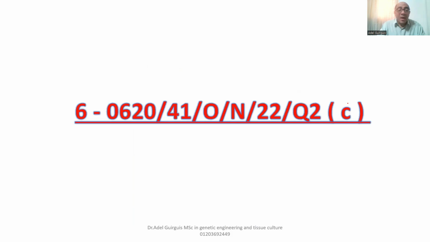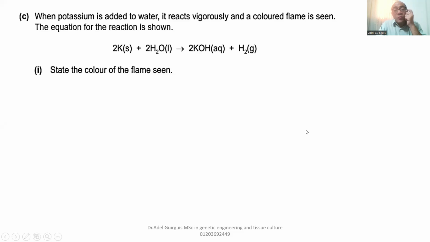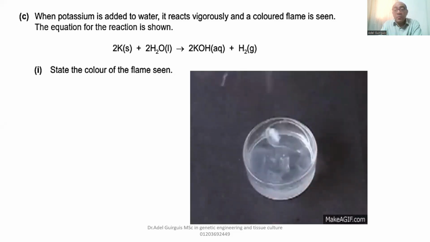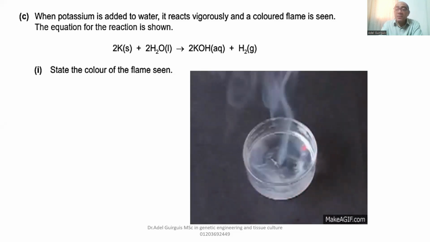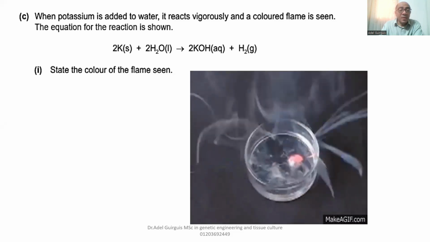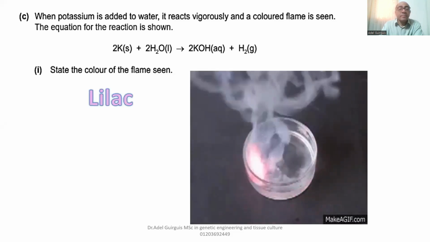Okay. Question number 6. Now, when potassium is added to water, it reacts vigorously and a colored flame is seen. The equation for the reaction is shown. 2 potassium as solid reacts with cold water to form potassium hydroxide and hydrogen gas is released. See the color of the flame seen. Okay. Look, we mentioned this before. The color, yes, lilac. Lilac. Okay.